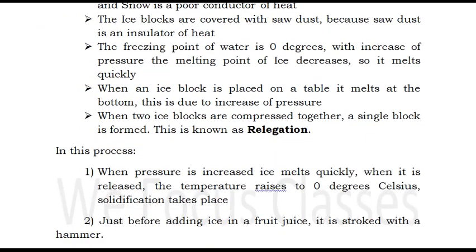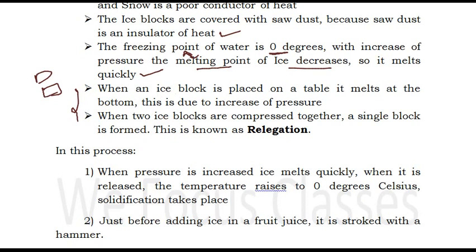And ice blocks are covered with sawdust, because sawdust is an insulator. The freezing point of water, we know, is 0 degrees. If you increase the pressure, the melting point, or the freezing point, both are the same, of ice decreases, so ice melts very quickly. And if you want to join two ice blocks together, before looking into this, one more point we'll see here.